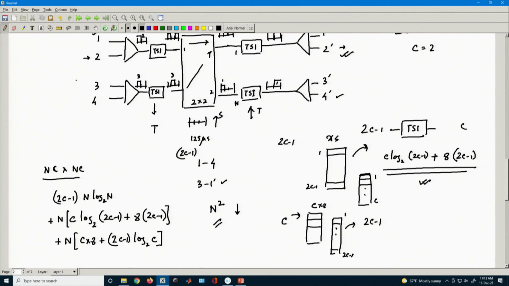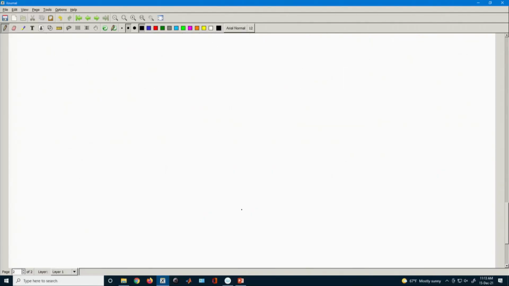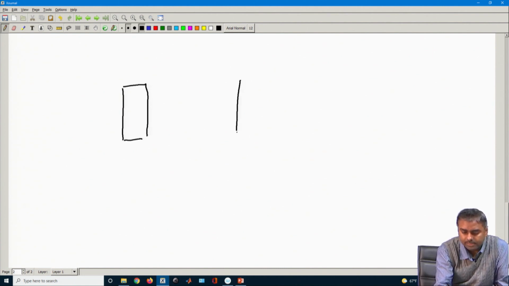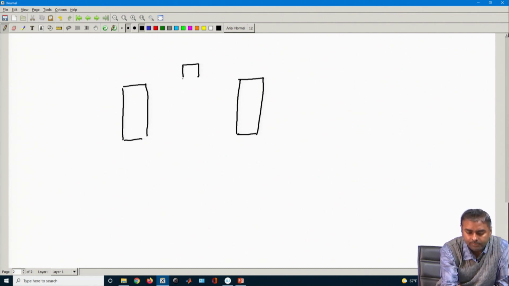So, now you have seen how I do these strictly non-blocking, rearrangeably non-blocking 3 stage switches with a combination of space and time switch. We will later on also talk about this STS switch. Let me just draw a quick diagram for the STS switch. The first stage will be space, the second stage also will be space, and in between there will be TSI.